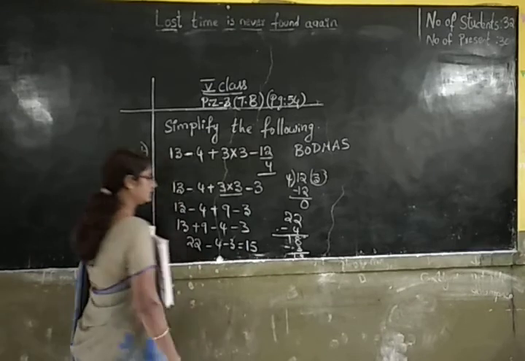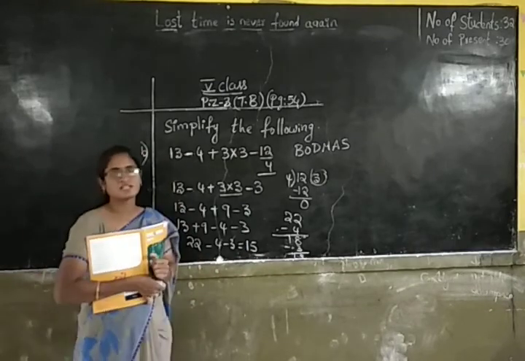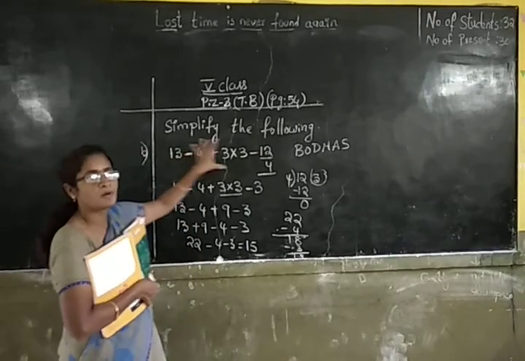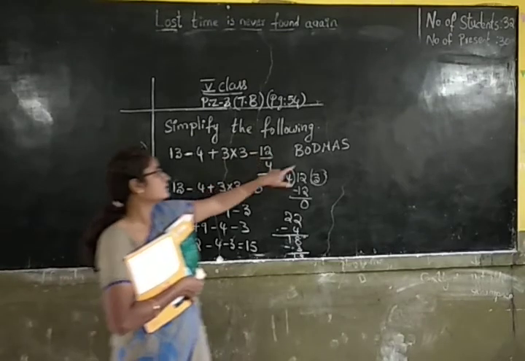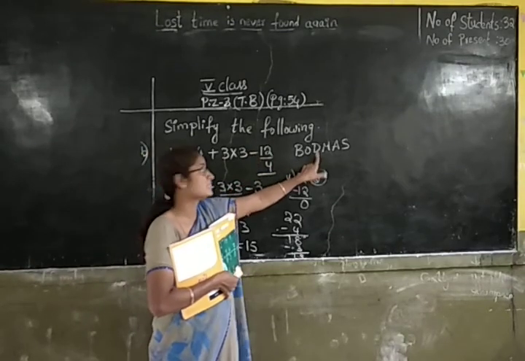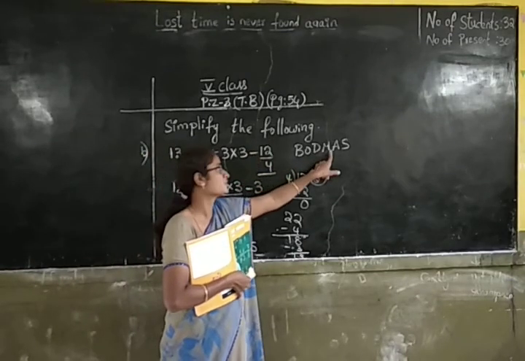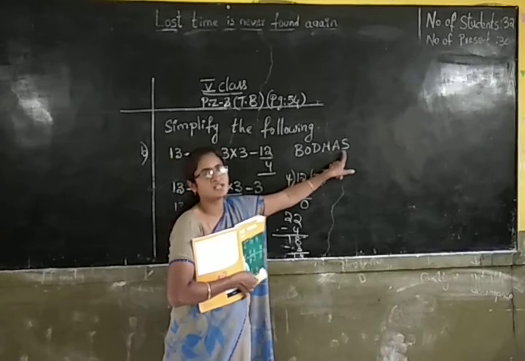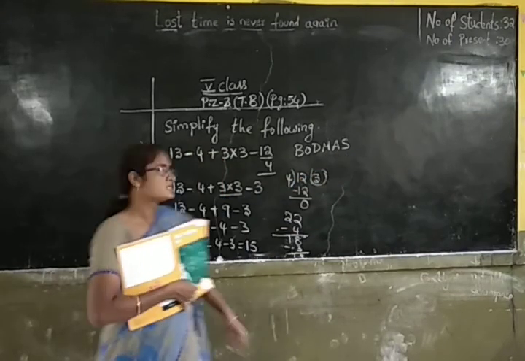So here the answer is 15. So what we have done, children? Here the 4 operations are given. According to the BODMAS rule, first we have to do division, then multiplication. After that we have to do addition, and at the last we have to do the subtraction.